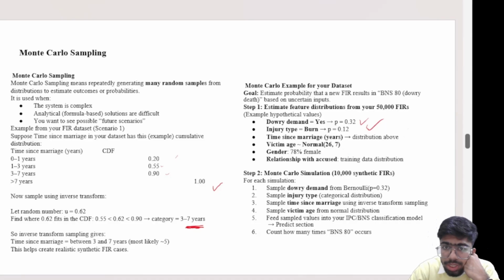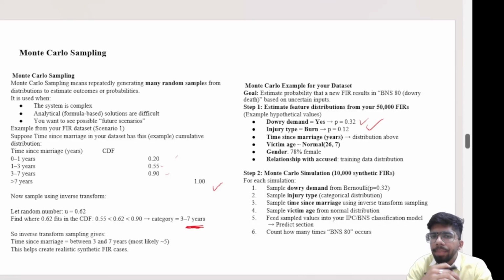Second step is run 10,000 simulations. For each simulation, sample dowry demand from a Bernoulli distribution, sample injury type, sample time since marriage via inverse transformation, sample victim age, feed all sampled values into the IPC BNS model, and count how many predictions say BNS 80. The final ratio gives the estimated probability.